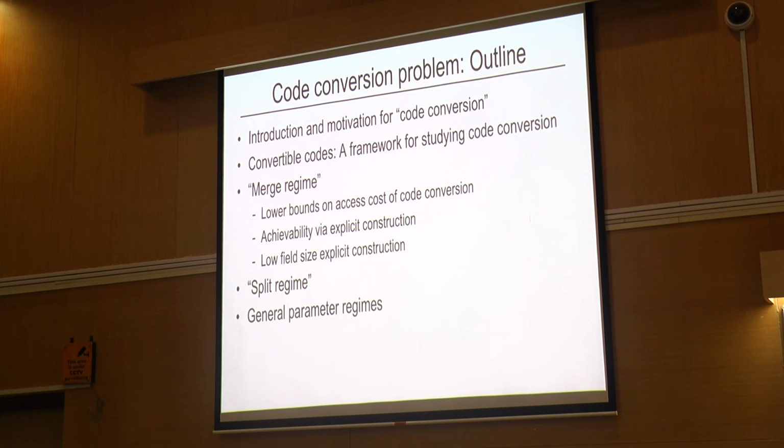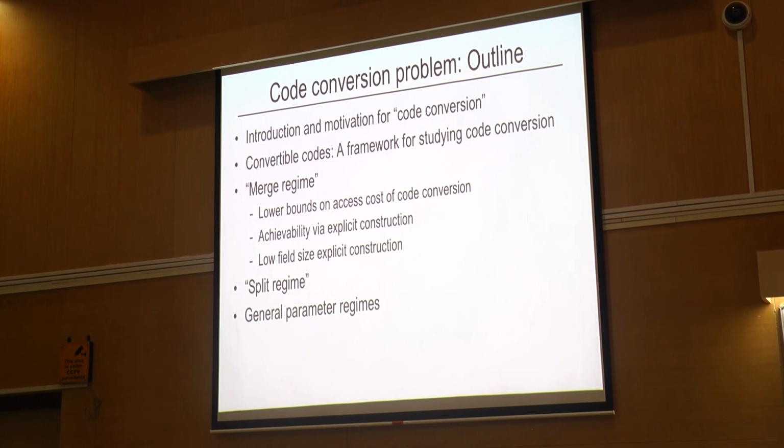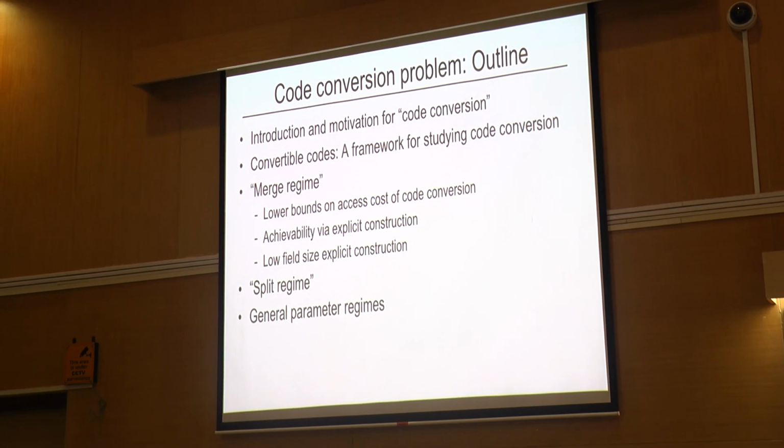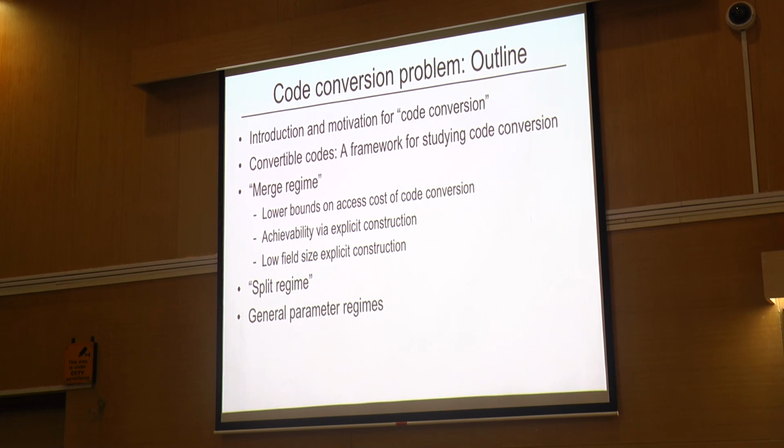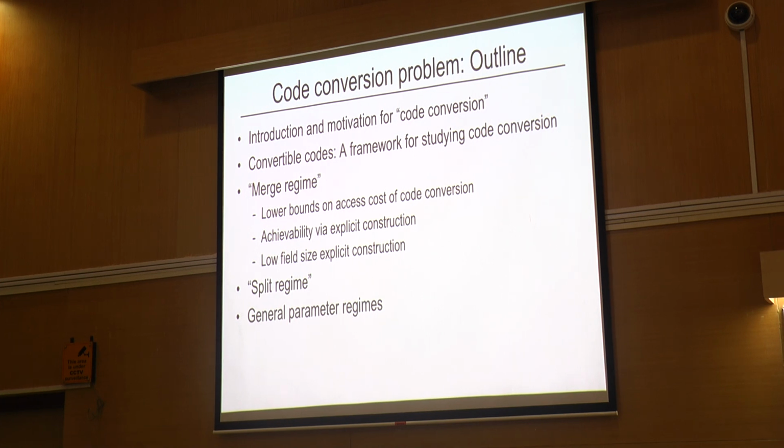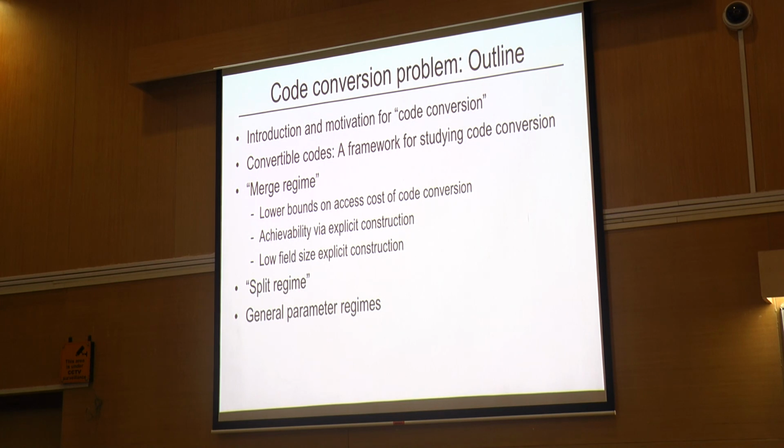Okay, so I'll first give a brief description of convertible codes, which is a framework to study this code conversion process. And then I'll go into looking at lower bounds on a specific cost metric called the access cost, which is similar to the degree cost that we saw earlier, in different regimes. So we tackled it in a piecewise fashion, handled different regimes, and then we can handle all parameter regimes using that.